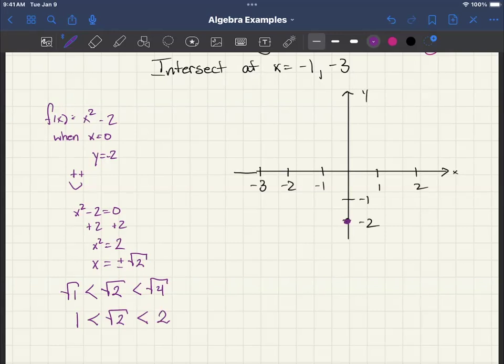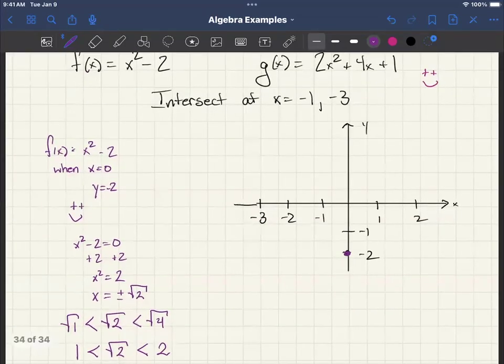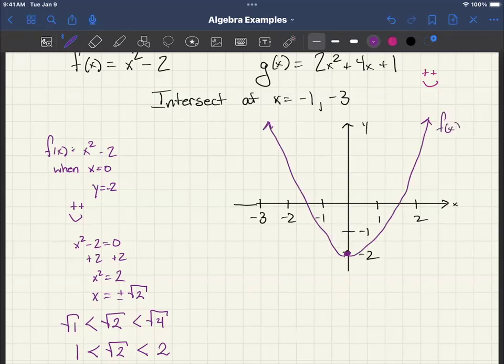So our square root of 2 is between 1 and 2, which means negative square root of 2 is between -1 and -2. So our root hits somewhere in here and somewhere in here. We're not going to be exact. We're just going to kind of tuck that in. Okay, it's not a very pretty one, but it will do. So there's our f of x.